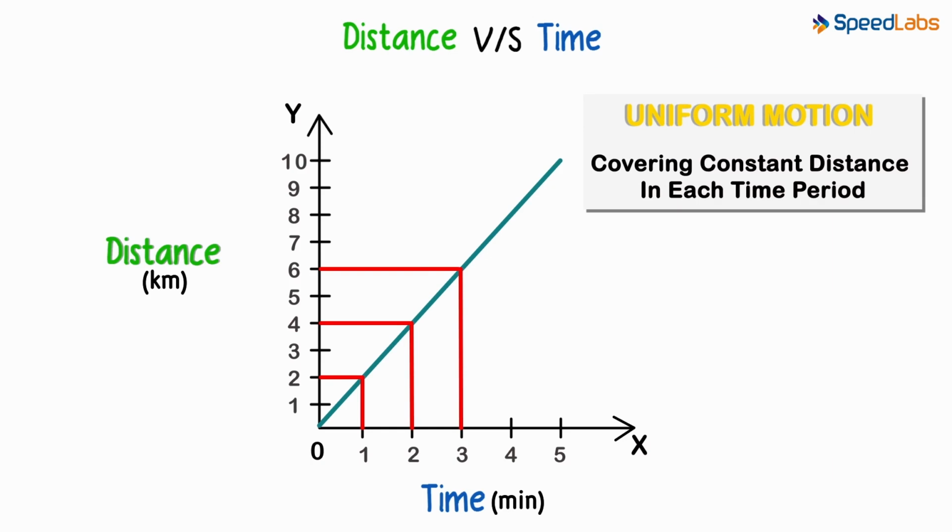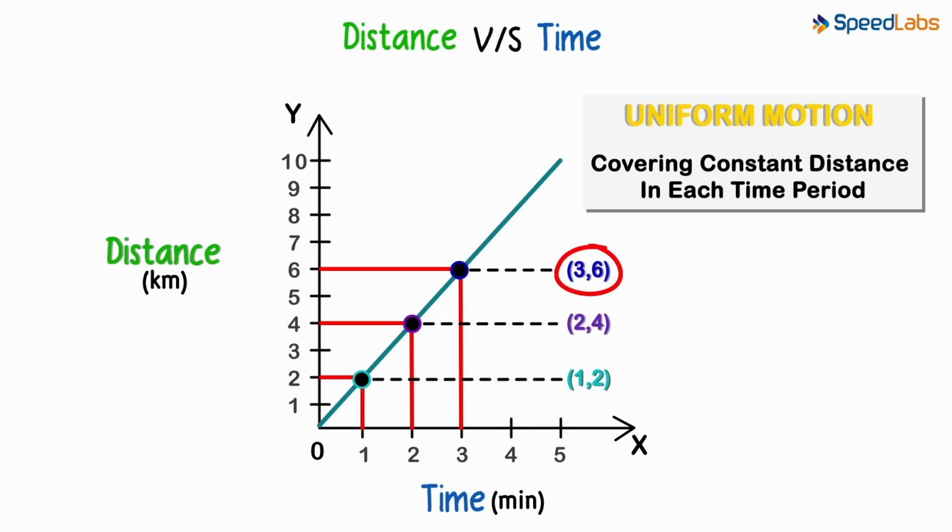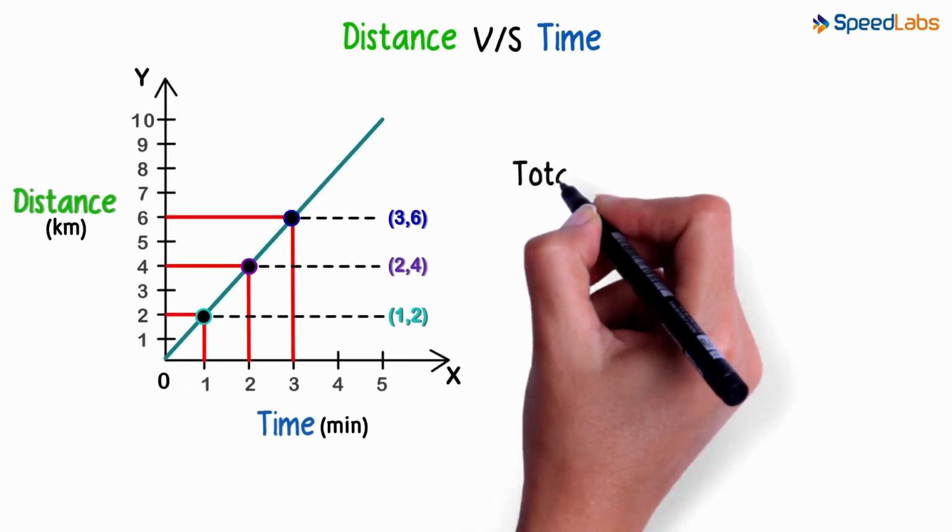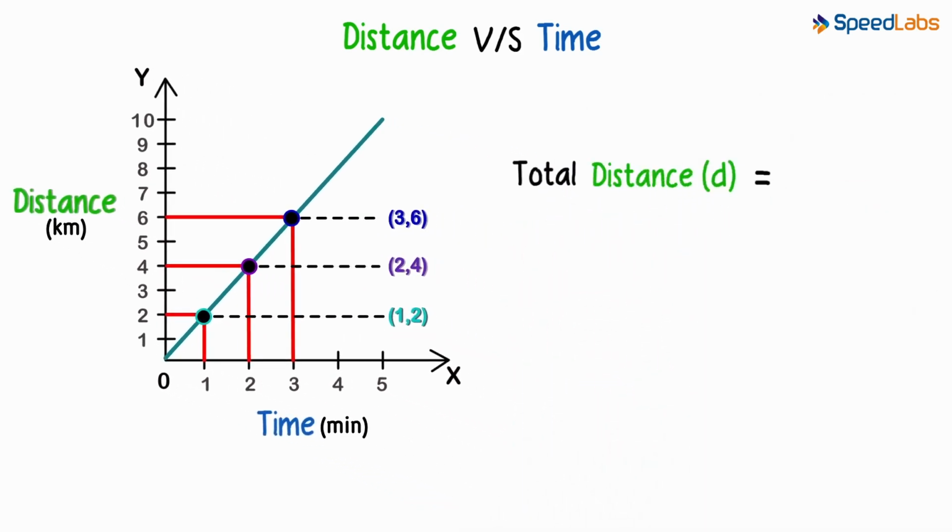What I want you to notice is that when uniform motion is charted, what we see is a straight line. 1 minute, 2 kilometers. 2 minutes, 4 kilometers. 3 minutes, 6 kilometers. The total distance covered in 3 minutes is 6 kilometers, and each minute the vehicle covered 2 kilometers. Now let me ask you a question. How much would be the total distance covered in 10 minutes?